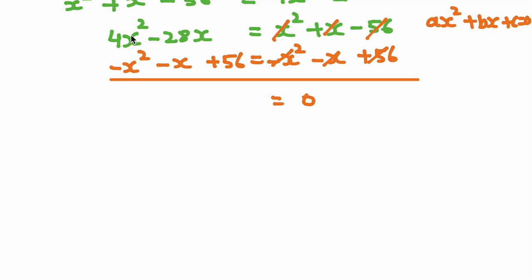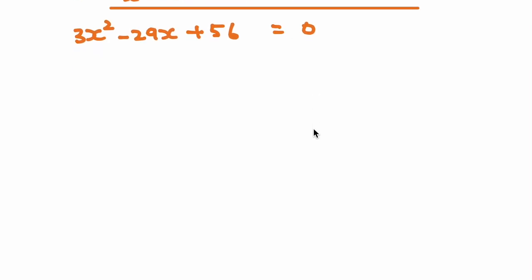Now see, I have written the like terms one below the other: x squared below 4x squared, negative x below negative 28x, and 56 is the constant term. 4x squared minus x squared is 3x squared. Negative 28x minus x is negative 29x. Plus 56 is equal to 0. So our equation is 3x squared minus 29x plus 56 equals 0. Now it is in the standard form.